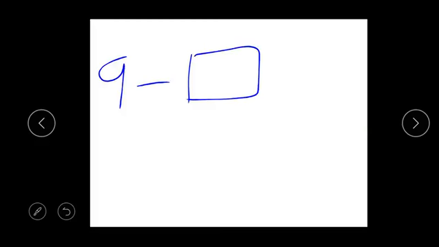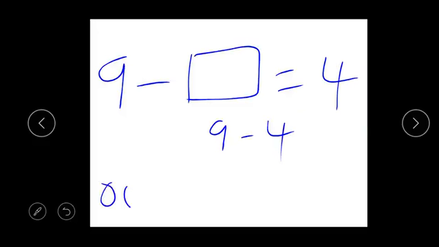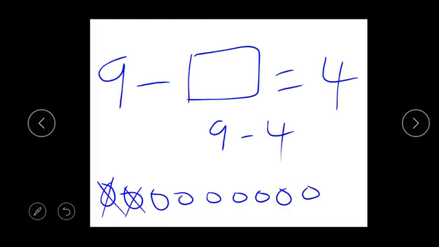So let's solve this other question. 9 minus a big empty box is equal to 4. So what are we going to do? It's the same as 9 minus 4. Count 9, remove 4. 1, 2, 3, 4, 5, 6, 7, 8, 9. So remove 4. 1, 2, 3, 4. So count the remaining. 1, 2, 3, 4, 5. 5. That is the answer. So 9 minus 5 will give us 4.